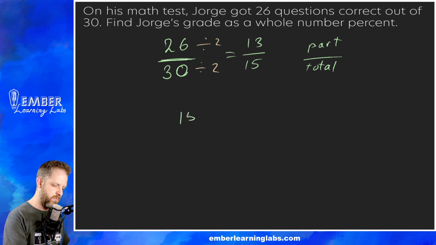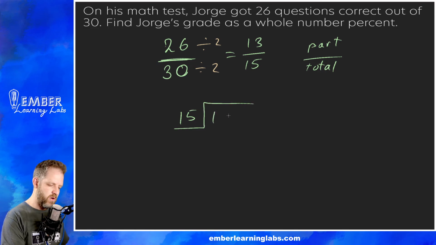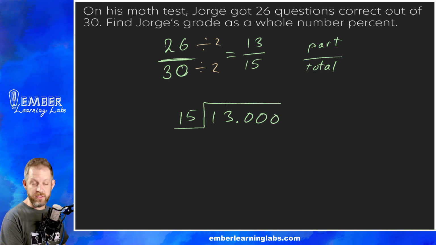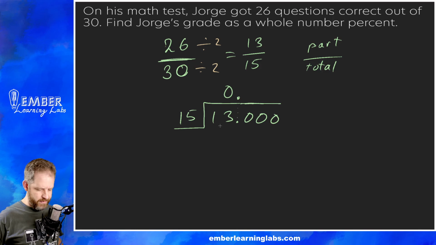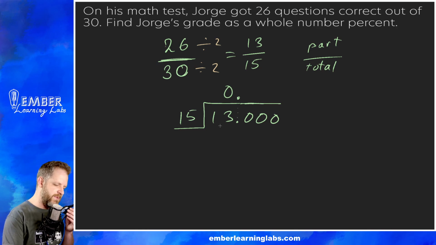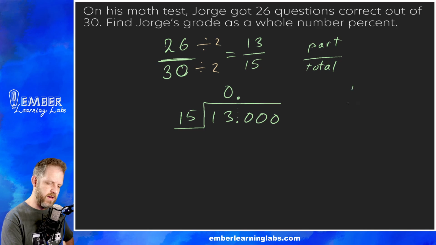15 goes into 13.000. 15 goes into 13 0 times. Don't forget to float up your decimal. 15 goes into 130. How many times? Let's see. It's going to be coming out even. Let me grab my calculator and do all that stuff. I could probably do it in my head, but, whatever. 130 divided by 15. Yeah, that's what I thought. Okay, so 15 times 8 is what we're headed towards.